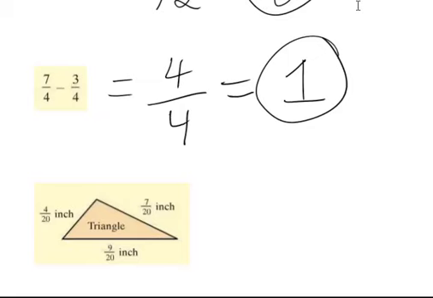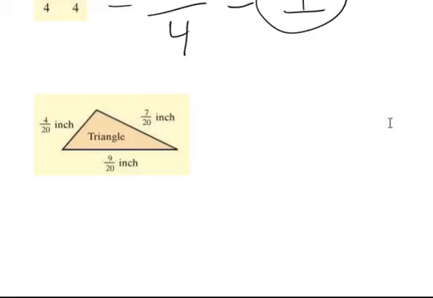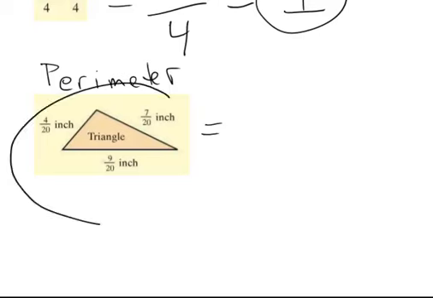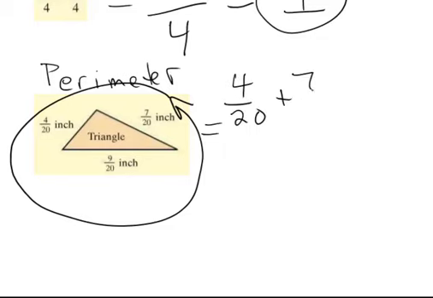Alright, so for my next problem here, I forgot to put the directions, so I'm going to tell you what it is I want to do. Here, I'm looking for the perimeter. If you recall, the perimeter just means the distance all the way around. So I'm going to take all these numbers and add them up. I'm going to take 4 over 20 plus 7 over 20 plus 9 over 20.